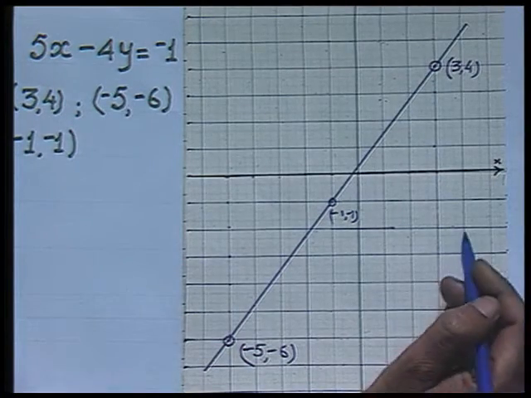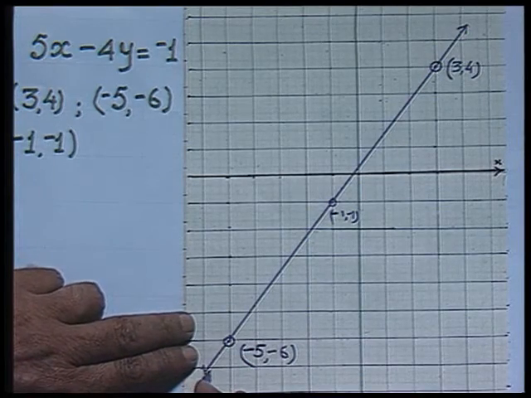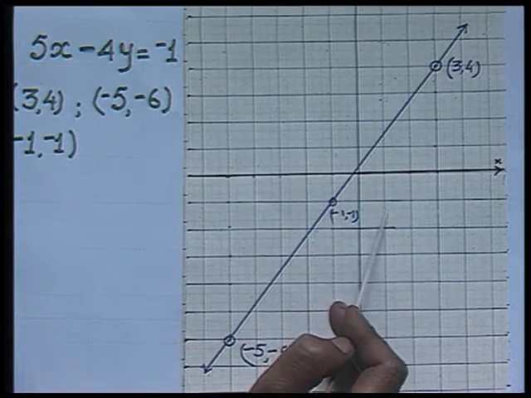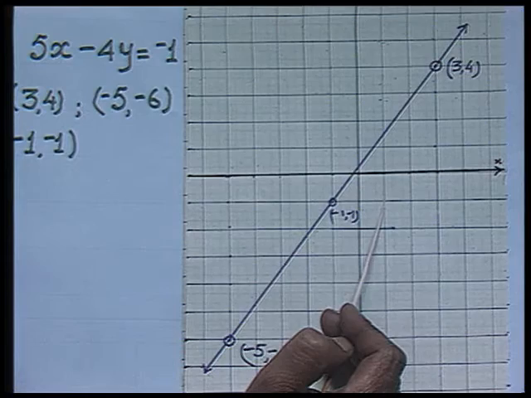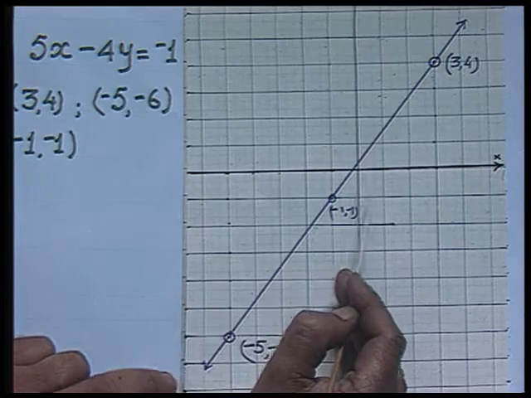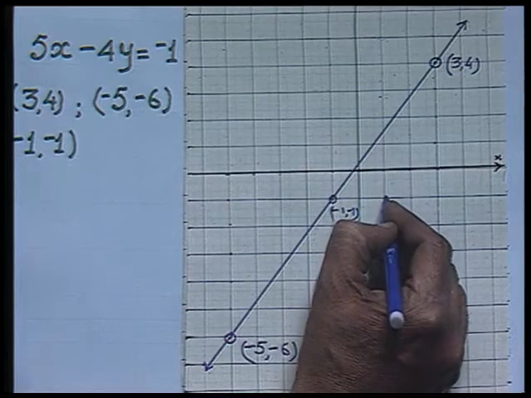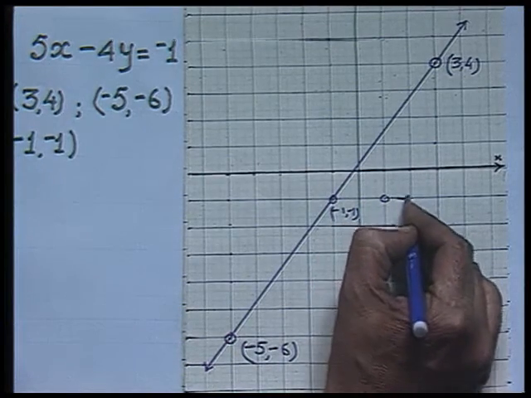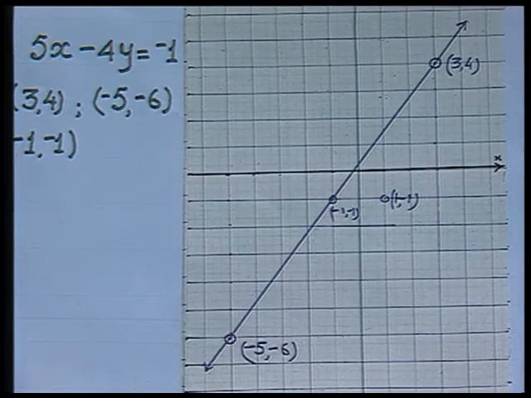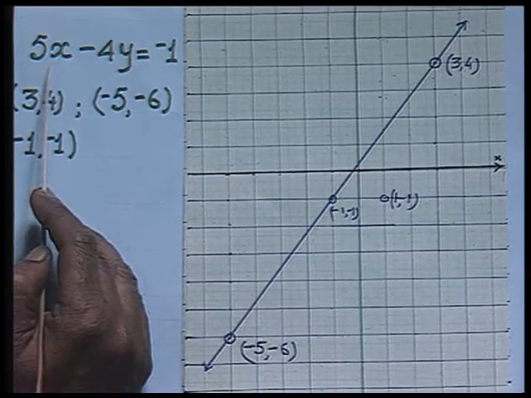On joining these points by the scale, I find that all the 3 points are on the same straight line. Now if I happen to take any other point outside the line, let's take this point. Can you find the ordered pair for this? The ordered pair for this point is 1 unit on the x-axis and minus 1 unit. So this ordered pair is 1 and minus 1.